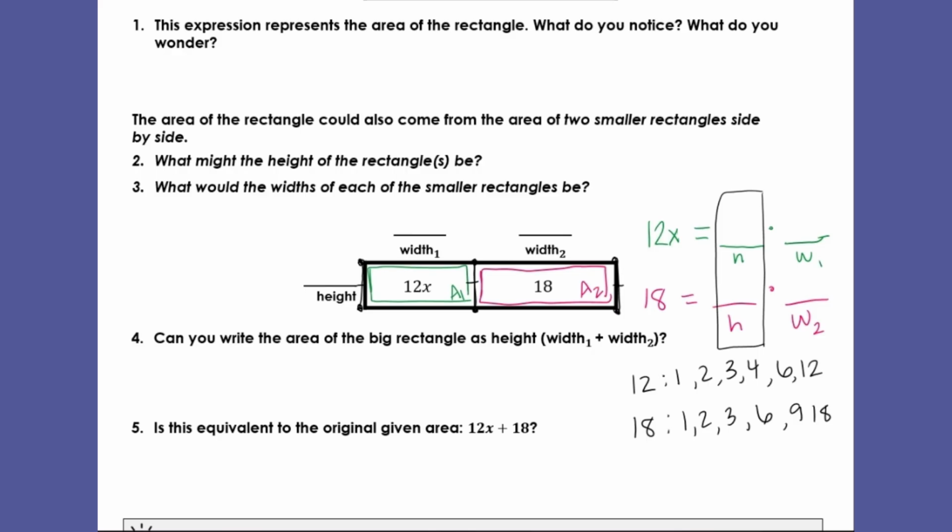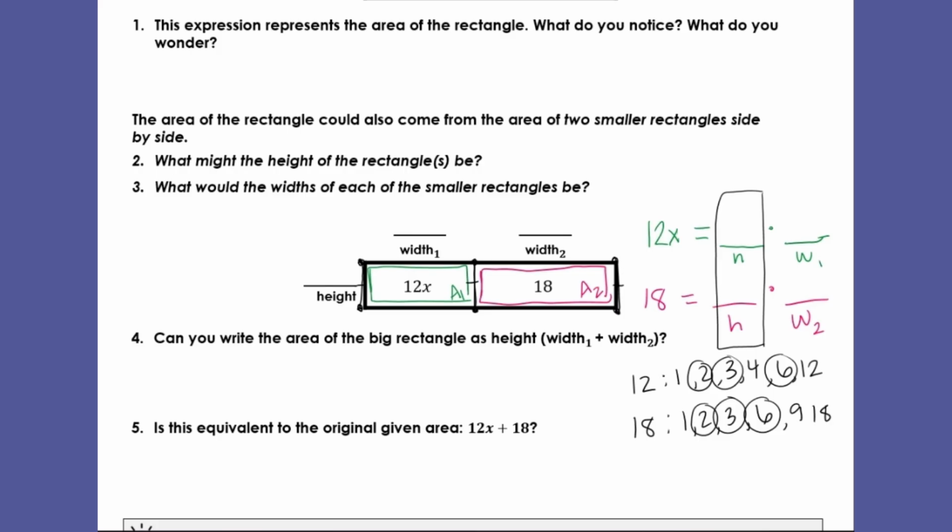So when we look, we see that there's actually a lot of factors shared between them, right? They're both divisible by 2, 3, and 6. So you might be asking, which one do we pick? What could the height be? And in all honesty, the height could be 2, it could be 3, it could be 6. We don't know what x is yet. So in terms of this problem, it really could be any one of those factors.